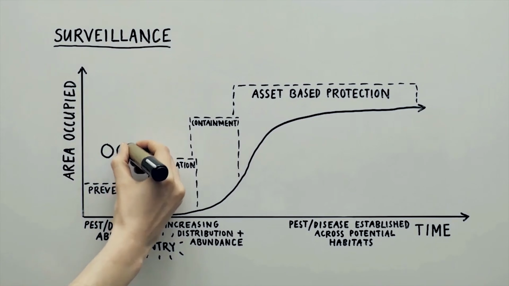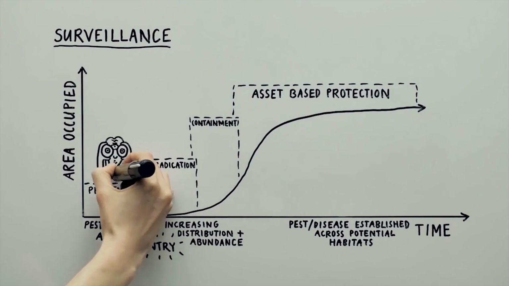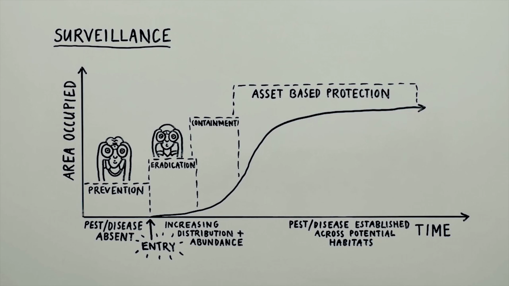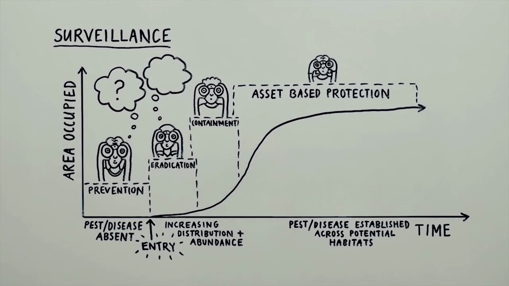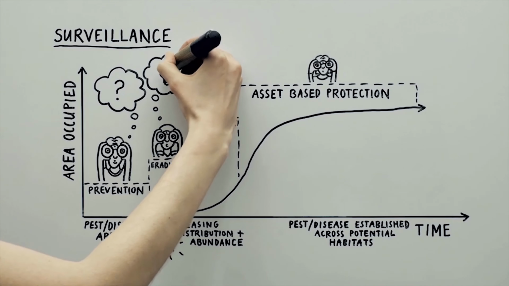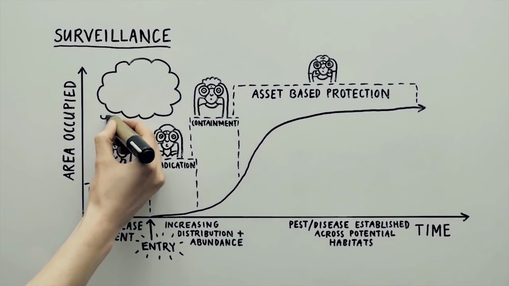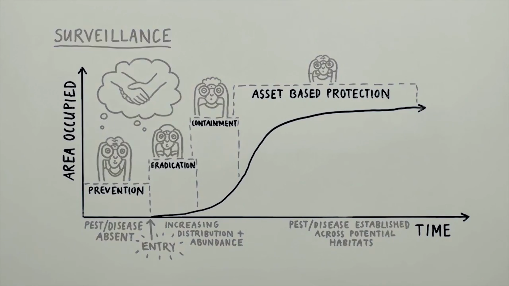Surveillance is an integral part of every stage of the invasion curve. It is essential to prevent an incursion and to confirm eradication, and is critical to safeguarding key assets. Everyone has a role to play in biosecurity surveillance by keeping an eye out for the unusual and reporting it when noticed. Cooperative efforts are also critical to successful biosecurity protection and responses.